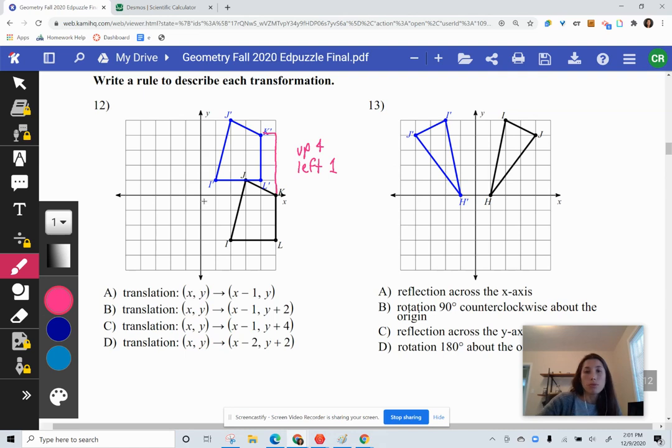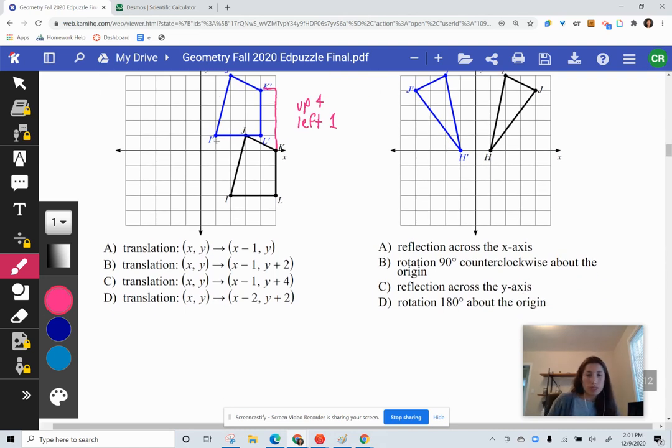So remember our rules for our translations. When you add x plus a number, that's going to move the graph to the right. X minus a number, that's going to move our graph to the left. Y plus a number is going to move our graph up. And y minus a number is going to move the graph down.